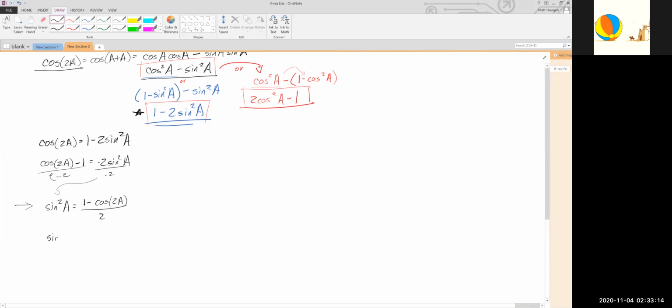We could also take a square root here. Take the square root of both sides, and that sine of a is equal to plus or minus. We'll talk about how to be careful with that plus or minus. The square root of 1 minus cosine of 2a over 2.